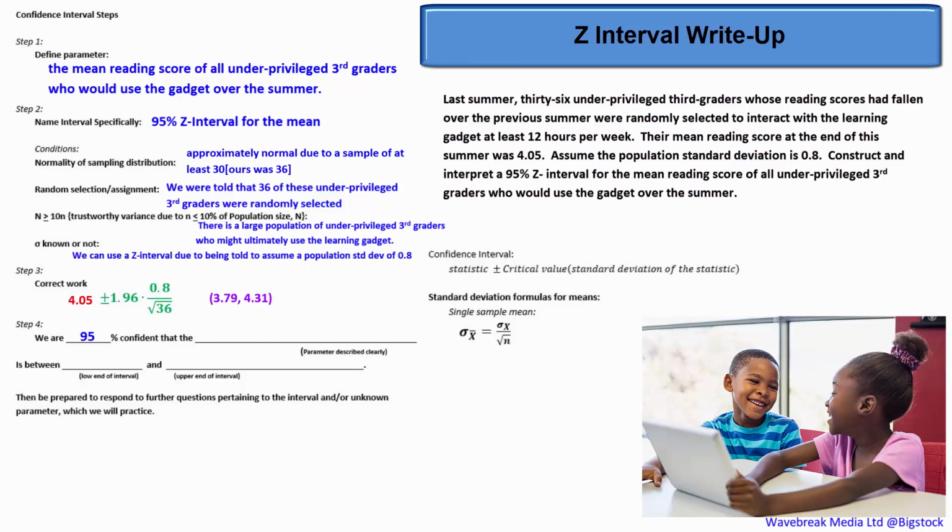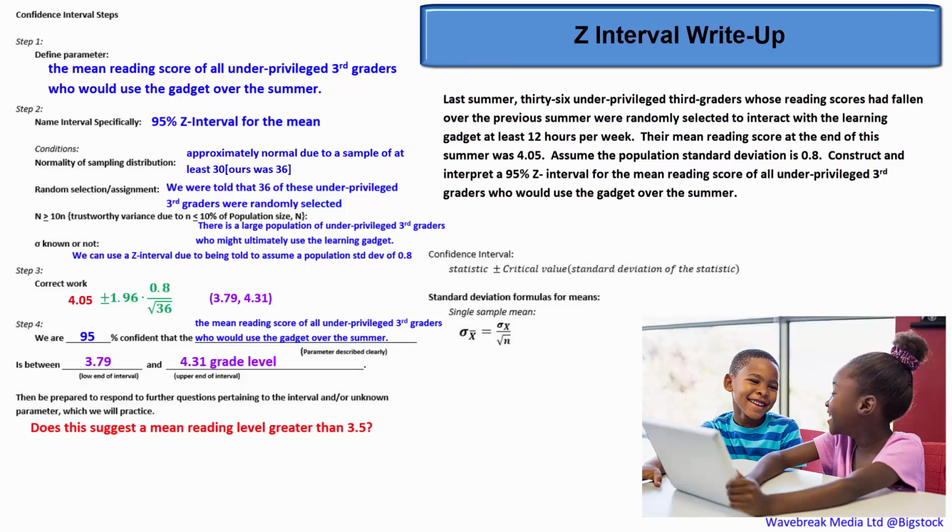We're 95% confident that the mean reading score of all underprivileged third graders who would use the gadget over the summer following a summer of declining reading level would be between a 3.79 grade level and a 4.31 grade level. You might be asked if this suggests a mean reading level greater than 3.5. That might be a typical type question. We'll practice this as time goes on. Our response, since our 95% interval is entirely above a mean of 3.5, the answer would be yes.